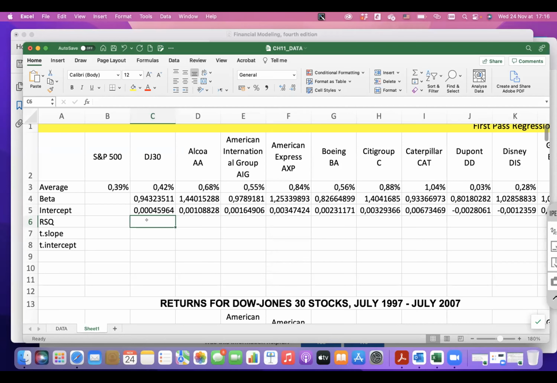Now, if you find, for example, R squared equal to 5%, this means that only 5% of the movement of the Dow Jones is explained by the movement of the Standard & Poor's index, and 95% are explained by other variables we still don't identify.